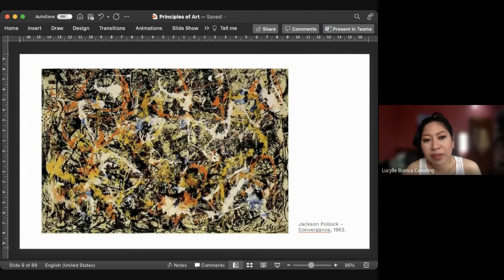And then you also have this one. This is radial balance, an example of radial balance by Jackson Pollock. This is an action painting wherein you splash paint, and it's a form of abstract expressionism. This one is titled Convergence and was made in 1952.